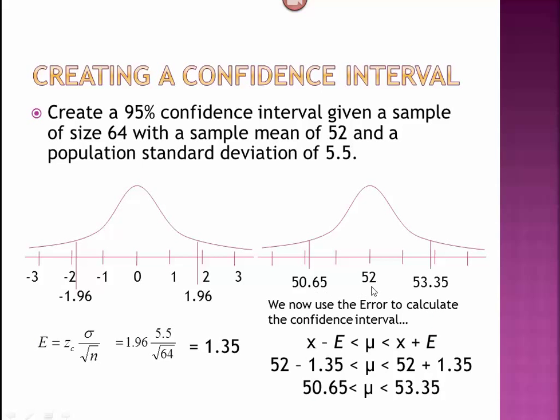So, if this was our point estimate, what we took from our sample, we would then infer that in the general population, the mean is somewhere between 50.65 and 53.35 with a 95% level of confidence.